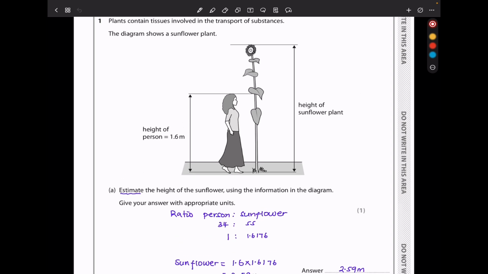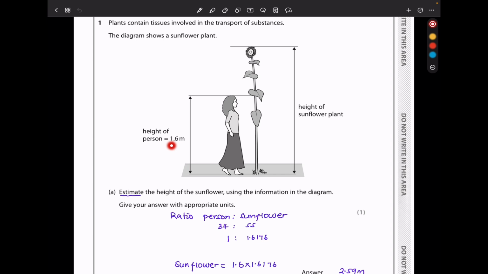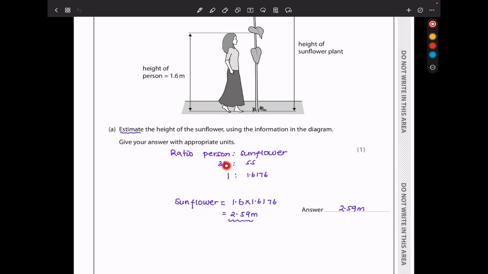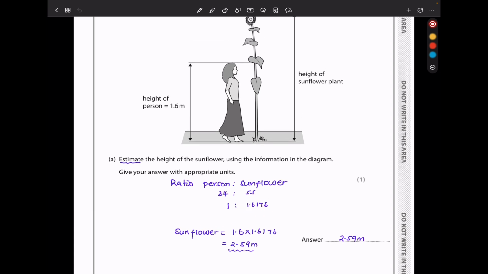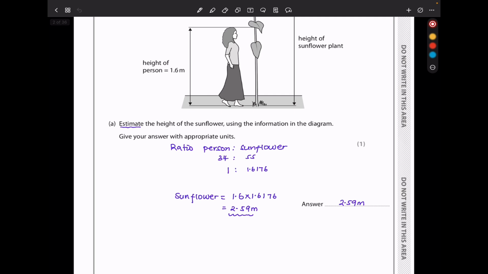So here I used a ruler. Since this is given to us as 1.6, I measure this distance here and then measure that distance there, and I get the ratio between the two. Now my approximations here, I used an online ruler, but the ratio is going to remain the same, so I got 34, and here we got 55. So the ratio is 1 to 1.6176. So the sunflower is going to be that times 1.6, which is 1.6 times 1.6176, giving us 2.59 meters, and that is my answer here.